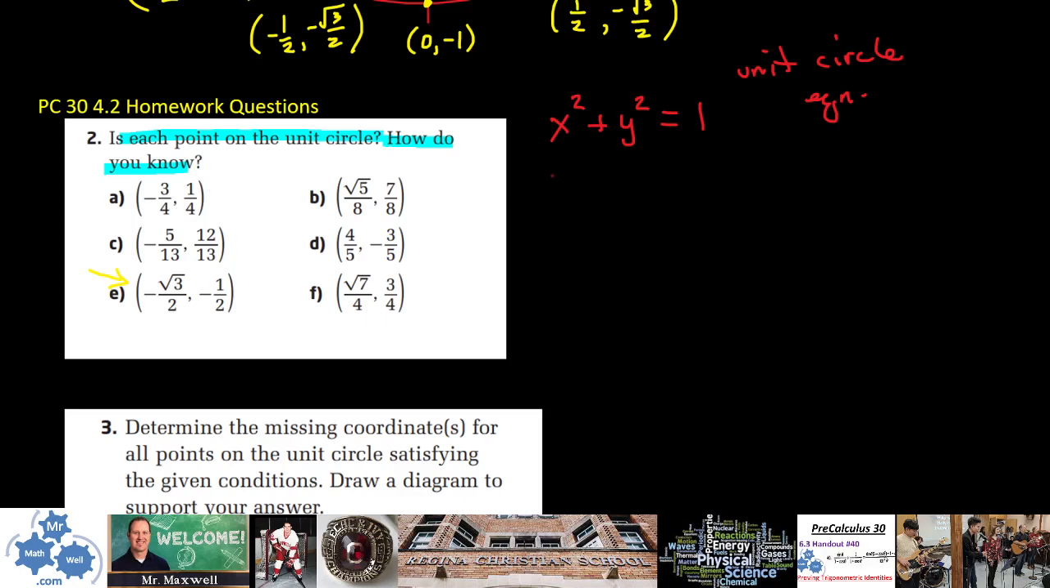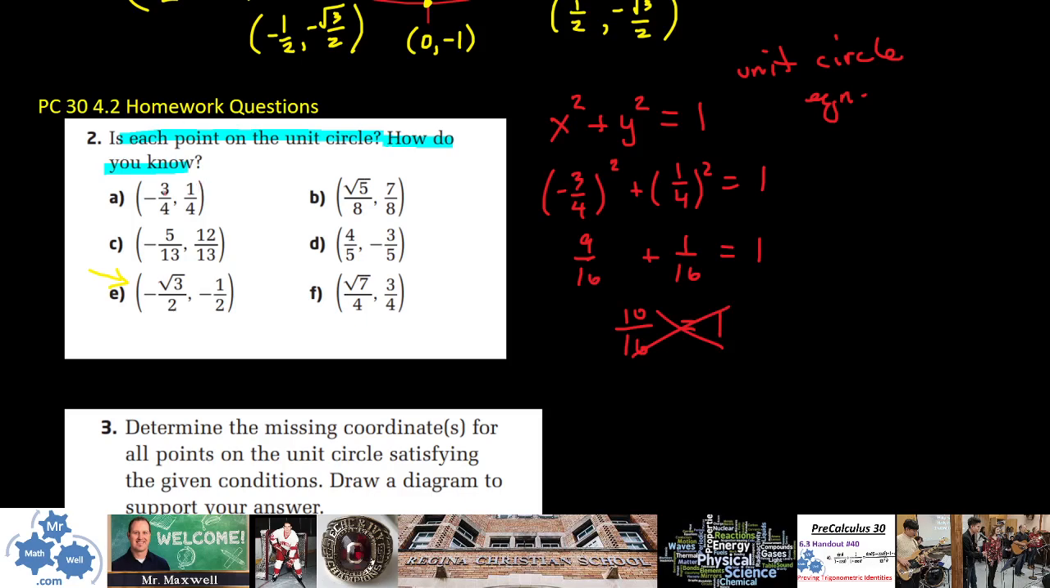It's not going to take a whole lot of time here, but negative 3/4, let's try a squared, plus 1/4 squared equals 1. So obviously when we square a negative, it becomes positive. So this is 9 over 16 plus 1 over 16 equals 1. So when we add these together, we get 10 over 16 equals 1. Is that true? No, that's not true. Okay, so that's not true. So it looks like that A is not on the unit circle.